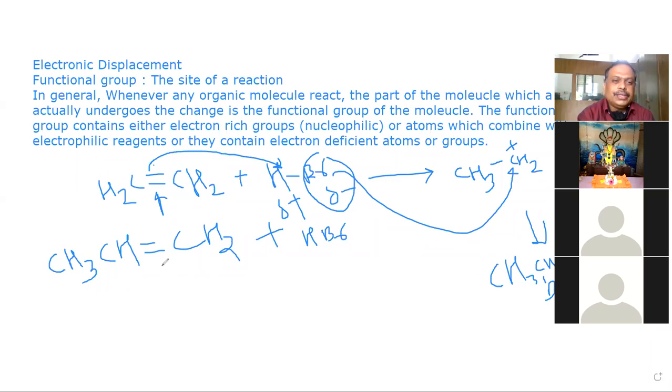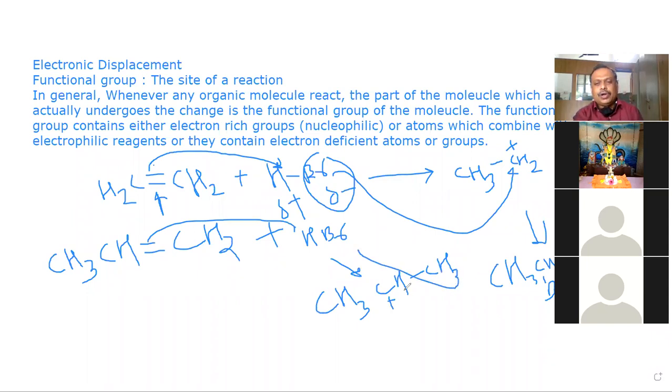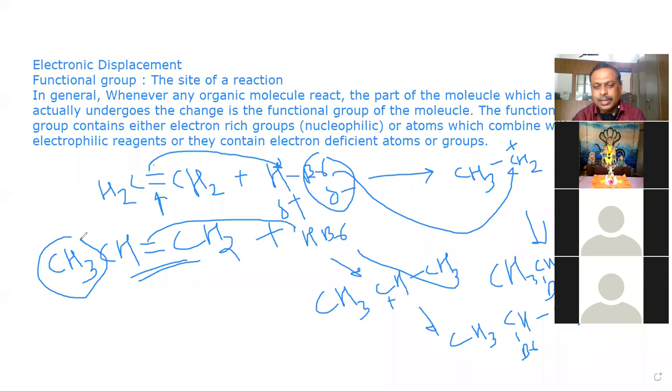And what is the functional group? This carbon-carbon double bond. It donates its pi electron to H plus, and they generate again CH3 CH plus CH3. And Br minus donates its electron and they form 2-bromopropane, CH3 CH Br CH3. Only these two carbon atoms take part in the reactions. That's why the carbon-carbon double bond is the functional group. And this methyl group remains intact or inert. This is called the site of reaction or the functional group which takes part in the reactions.